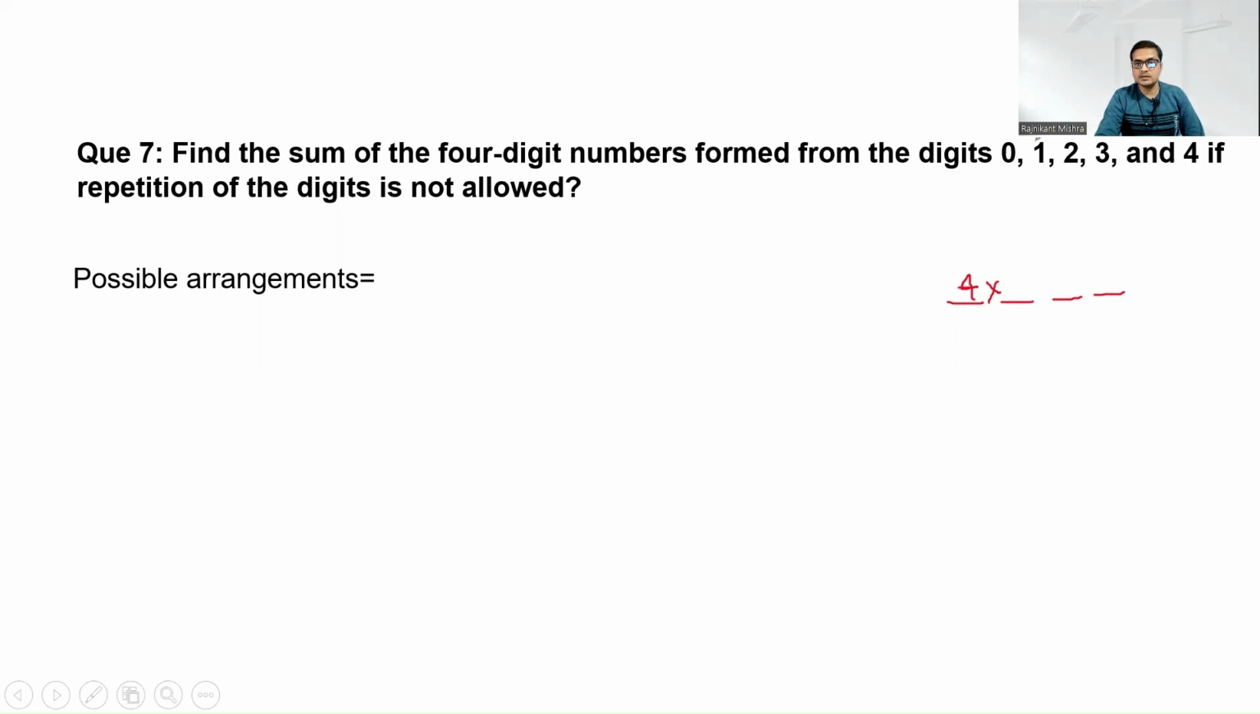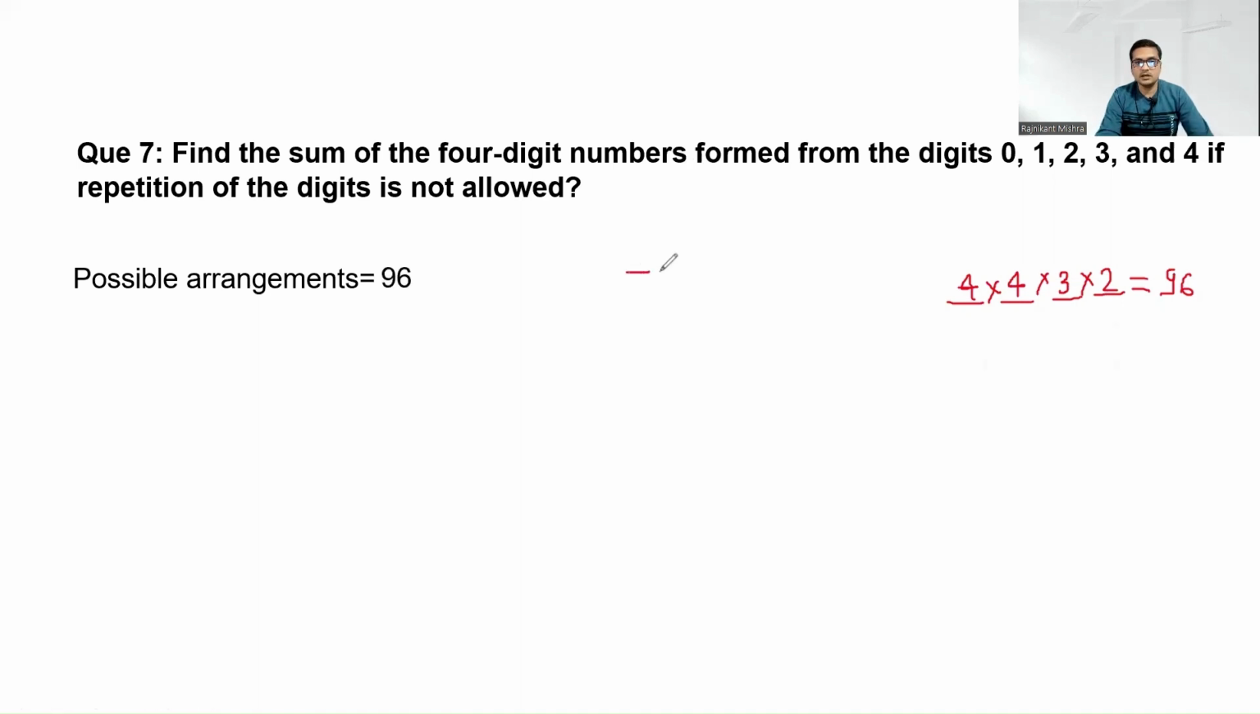For the second position, 1 choice out of 5 is removed. So we have only 4 choices. For third position, 2 choices out of 5 are removed. So the number of choices remaining is equal to 3. And for fourth position, 3 choices out of 5 are removed. So the remaining number of choices is equal to 2. 4 into 4 into 3 into 2 is equal to 96. So the possible number of arrangements is equal to 96.